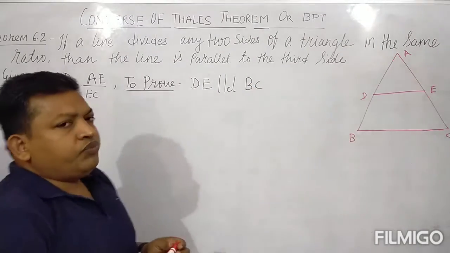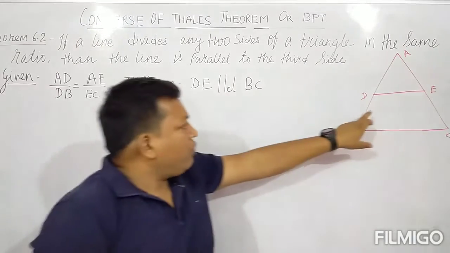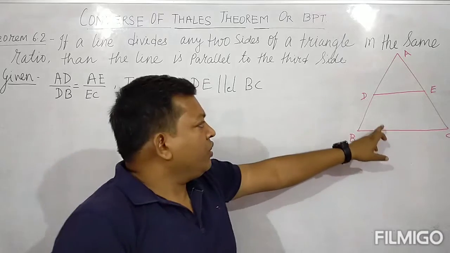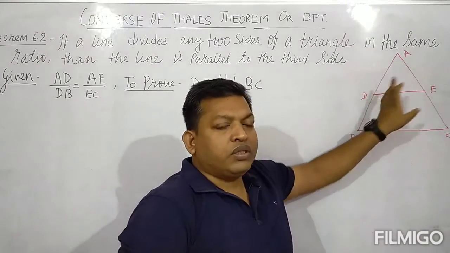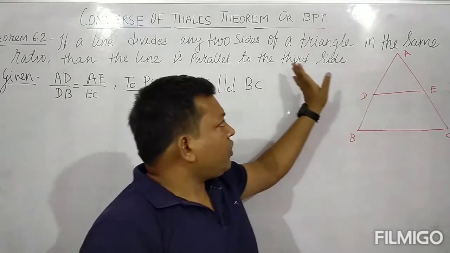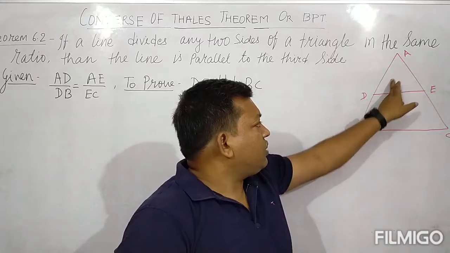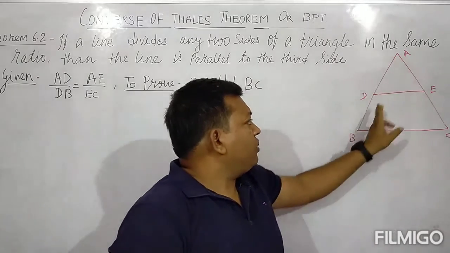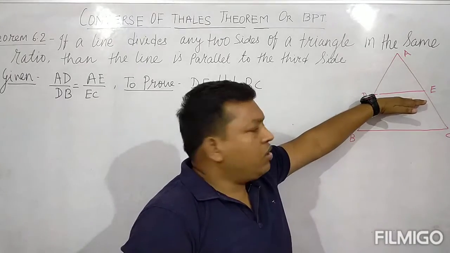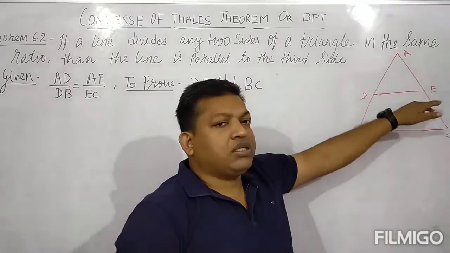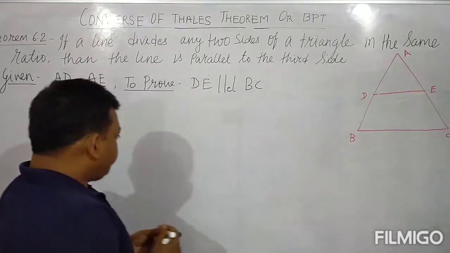In Thales theorem, we have seen that if a line is drawn parallel to the third side of a triangle, then the line divides other two sides in the same ratio. This is the statement of Thales theorem. But in converse of the Thales theorem, this relation is given, that is AD by DB equals to AE by EC, and we have to prove the line which we have drawn, which divides the other two sides in the same ratio, is parallel to the third side. So let us prove it.